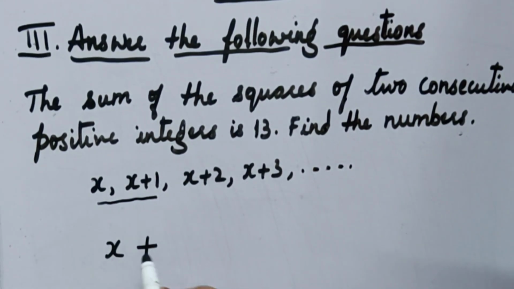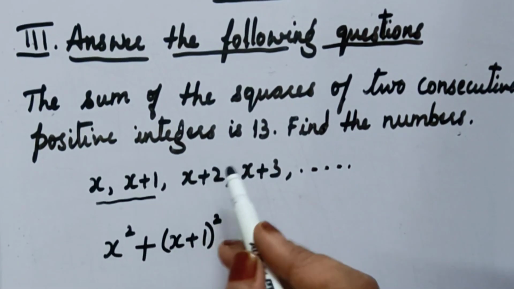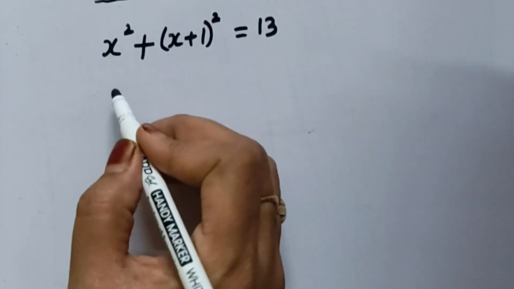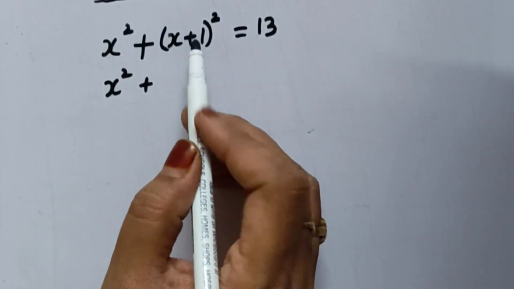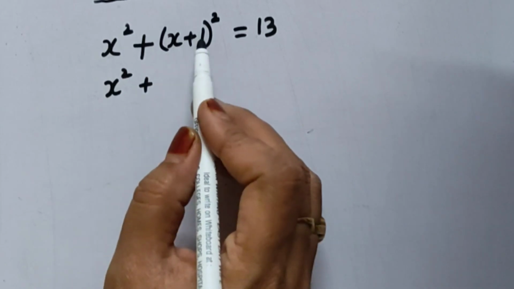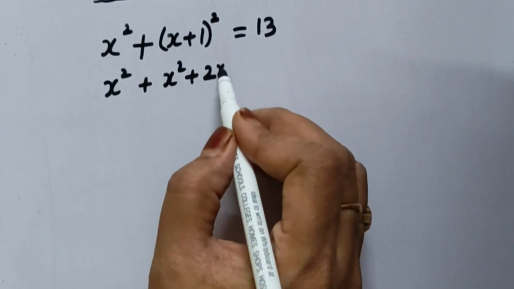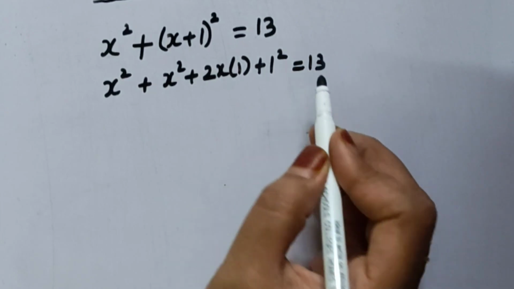Sum means plus sign. Okay, we just remove the comma, we'll write a plus sign. x, x plus 1. Sum of the squares, let us square it, of these two consecutive positive integers is 13. Hope you have understood the way I have written. So this is x square plus this in the form of a plus b whole square. Let us assume this as a and this as b. a square plus 2ab plus b square equals to 13.